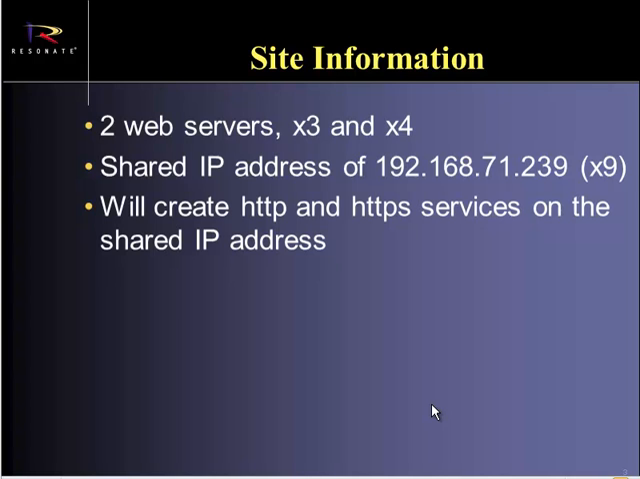During this session we're going to be working with the two nodes X3 and X4. These two nodes are the two web servers that we will be using for the load balancing demonstration. We will be creating a shared IP address, or VIP, called X9, and X9 will be an address that will be shared across the two nodes X3 and X4. We will then be creating HTTP and HTTPS services on the X9 shared IP address, and we will see them be served from both X3 and X4.